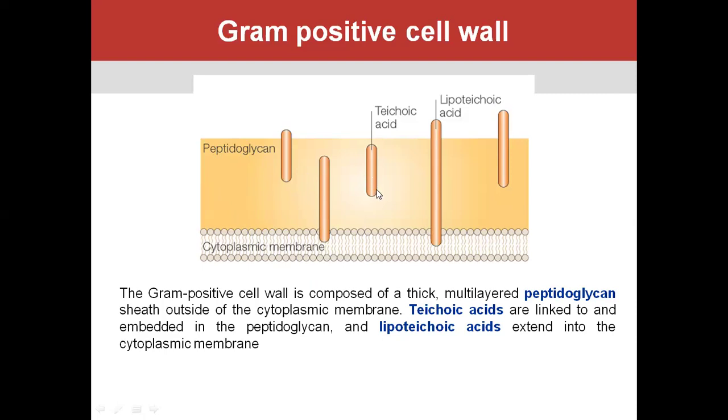These teichoic acids are the major surface antigens of gram-positive bacteria, and they are water-soluble polymers. They contain ribitol or glycerol polymers. There are two types of teichoic acid: cell wall teichoic acid and membrane teichoic acid. The cell wall teichoic acid is covalently linked to the peptidoglycan, and membrane teichoic acid to the cytoplasmic membrane. Next, they have lipoteichoic acids. These teichoic acids are embedded in the peptidoglycan, and the lipoteichoic acids extend to the cytoplasmic membrane.